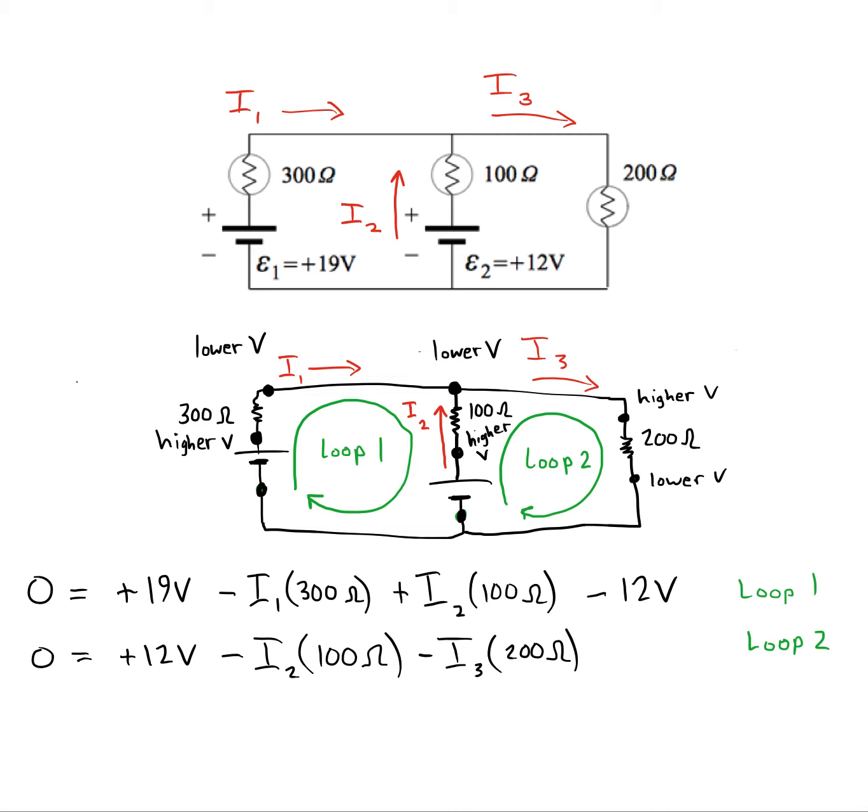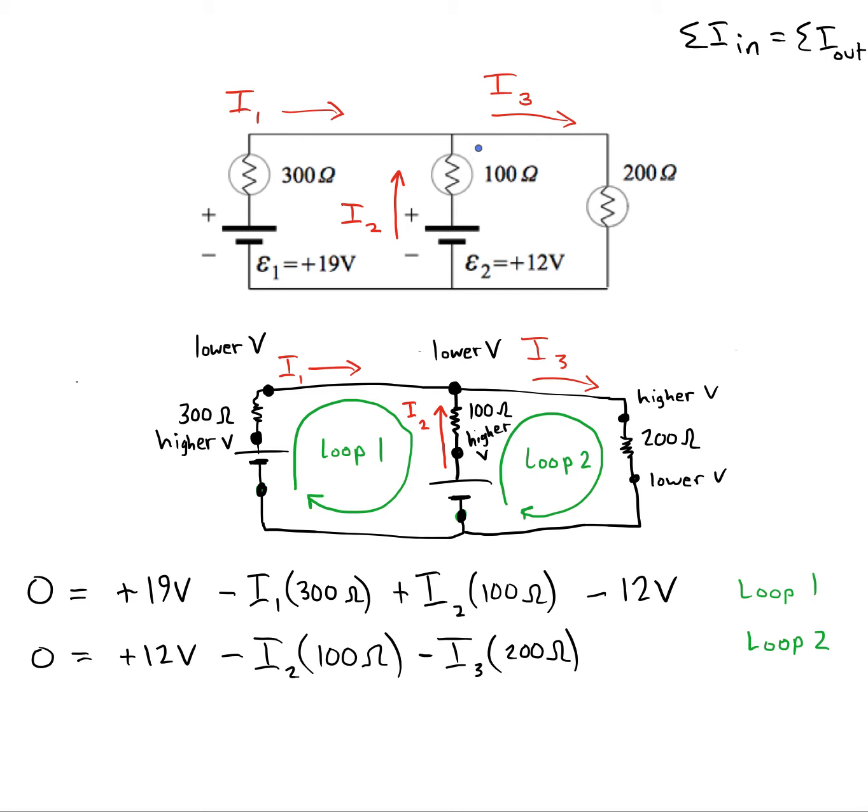We have 2 equations and 3 unknowns now, so unfortunately, we still can't solve it. The next thing to do would be to introduce either a third loop, or we could use Kirchhoff's junction rule as well to introduce a third equation. The junction rule says that the sum of the currents coming into a junction equals the sum of the currents leaving the junction.